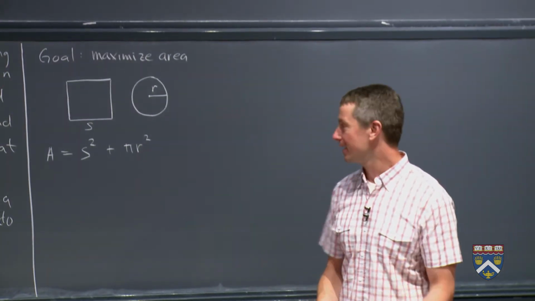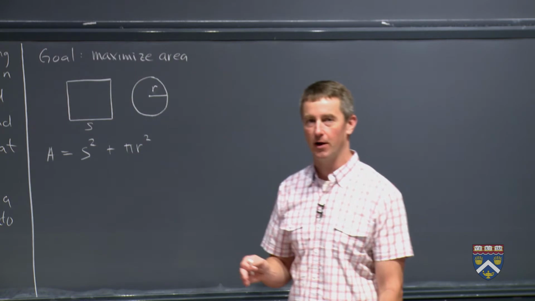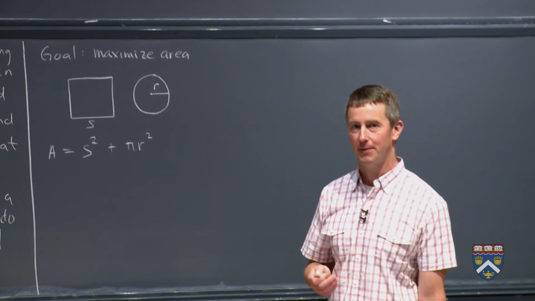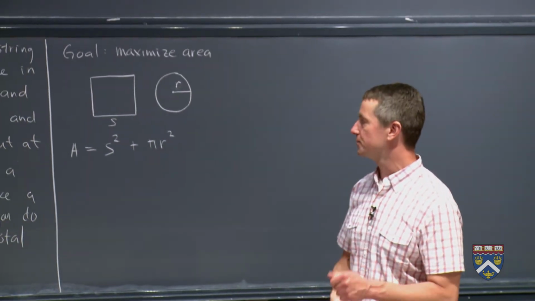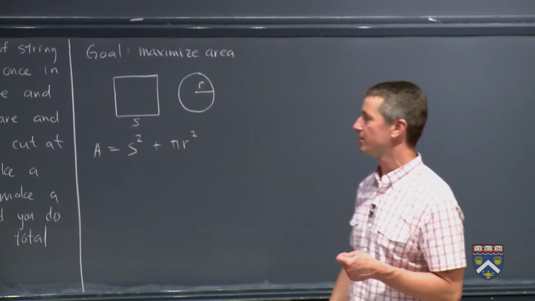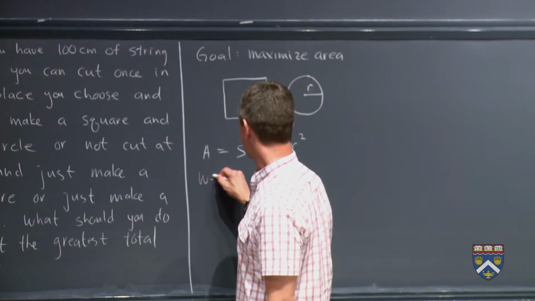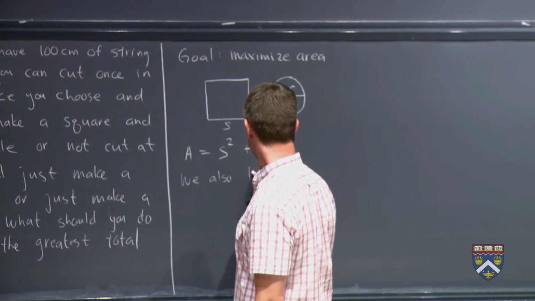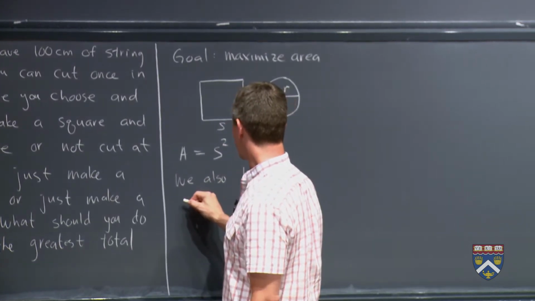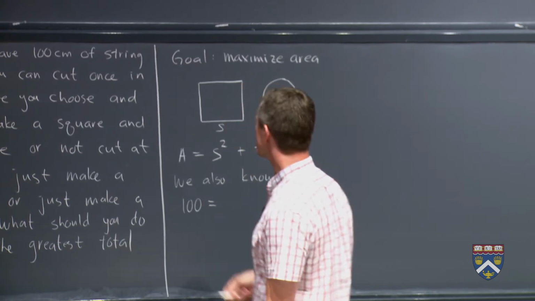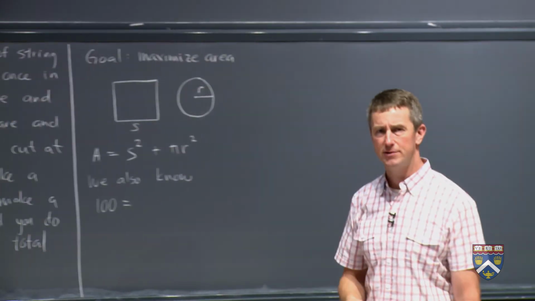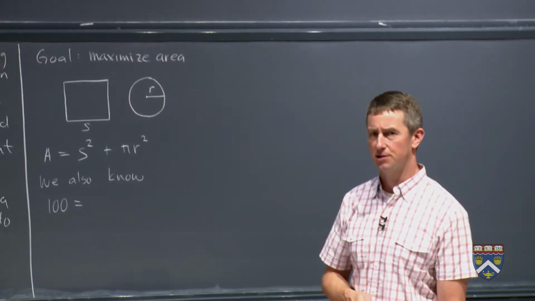We write our formula. It's a function of more than one variable, so there's some other information in the problem that we can use to solve for one of those variables and then plug it back into this function. What else do we know here? The 100. So we also know that 100 is the total perimeter of the square plus the circle.